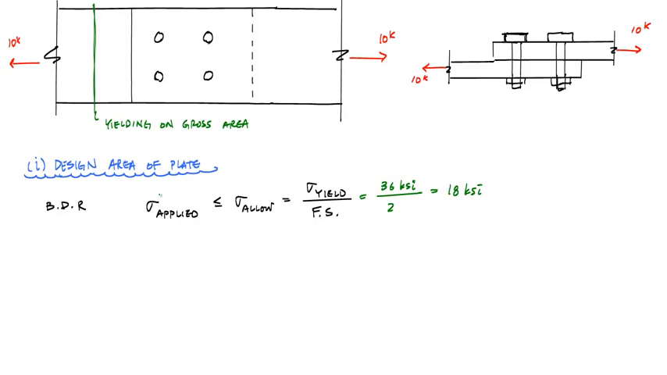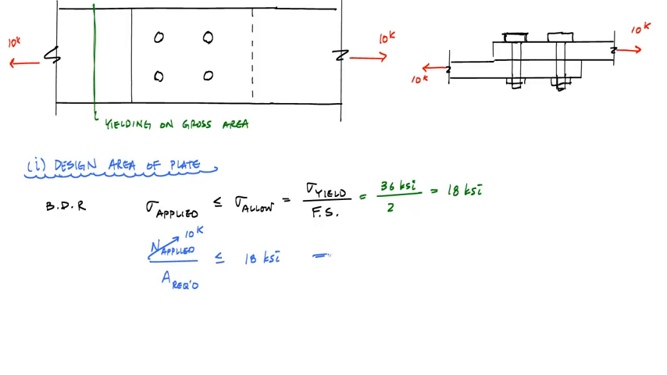For the applied stress side, I want to substitute the constitutive relationship for normal stress, which in this case for axial loading is simply the internally applied force, I call that N applied, divided by the cross-sectional area that I need to satisfy this basic design relationship and make this less than or equal to 18 KSI. From statics, I know that this N applied, the normal force applied on this green face here, is 10 kips. So this is 10 kips, and I can solve for the cross-sectional area that I need for my plate in order to satisfy the basic design relationship.